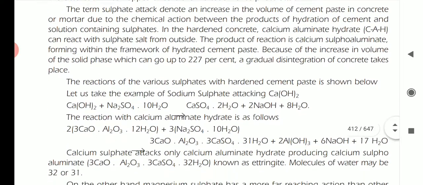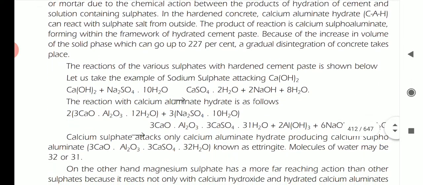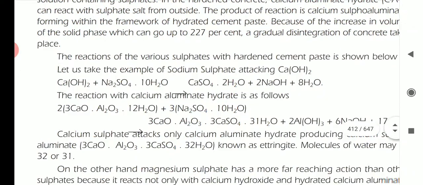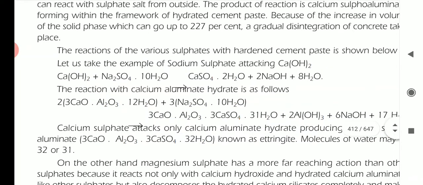So how will this sulfate react with the concrete? They have given equations. The first equation is calcium hydroxide present in the cement. When it reacts with sodium sulfate, that is Na2SO4.H2O, it will give calcium sulfate.2H2O and 2NaOH plus H2O. And the next reaction is with the calcium aluminate hydrate.